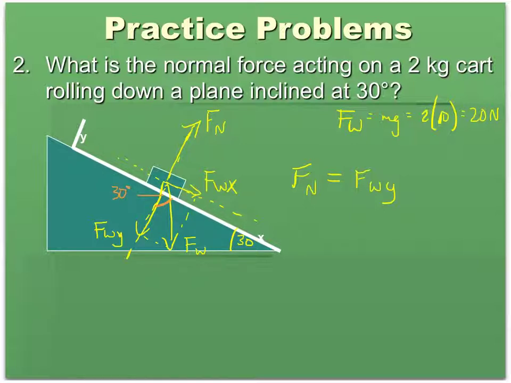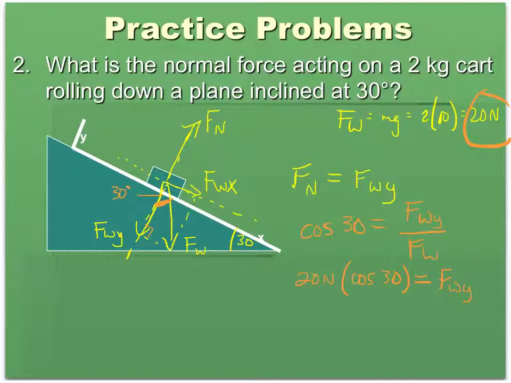Okay. Once I know that, I can use SOHCAHTOA to find my value for Fwy. Fwy is adjacent to this 30-degree angle, and so I would use cosine of 30, and that's equal to the adjacent side, Fwy, divided by the hypotenuse, right, directly across from that right triangle, would be Fw. Okay. I'm going to substitute in my 20 newtons that I've solved for Fw. Okay, and when I rearrange this equation, that's going to give me 20 newtons times the cosine of 30, and that's equal to Fwy.